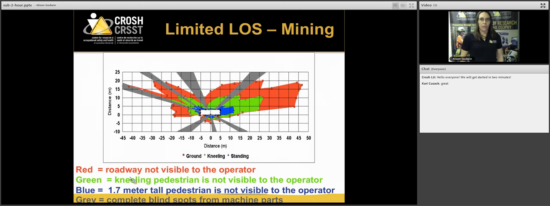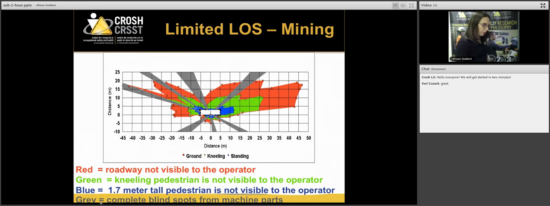And you can see that you're still getting 10 meters out to the back and 10 meters off to the front right corner of that LHD, even for a standing operator who is 1.7 meters tall. The gray rays that you see in this picture indicate complete blind spots, typically resulting from machine parts, so the cab structure, as well as other imposing pieces of machinery that would block visibility. So we know that line of sight is quite limited for operators of the LHD.